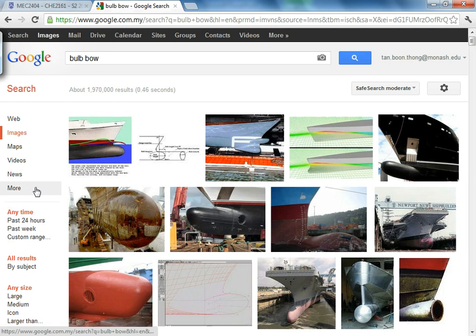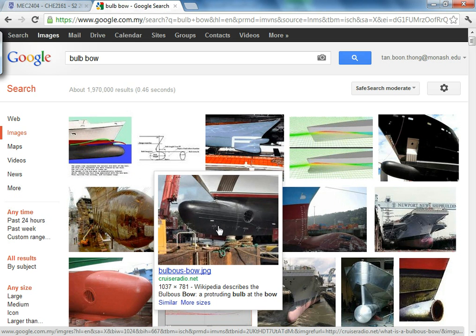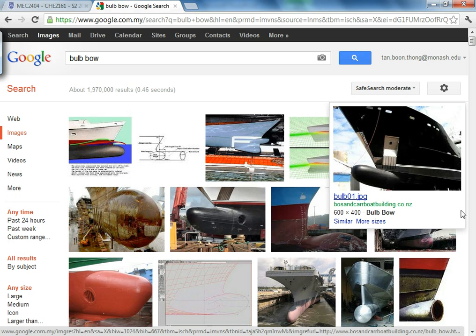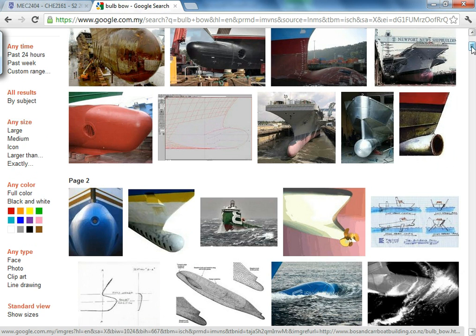Okay, so I'll switch back. So this one I go back to video. So an example of it is like this. A lot of ships. This is the front of the ship. There's a little bulb here. This is another picture of it, and another picture of it. So lately most ships have it already. Most of the newer ships have it to save fuel.